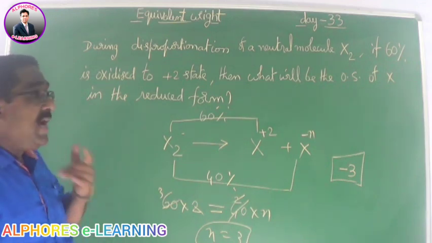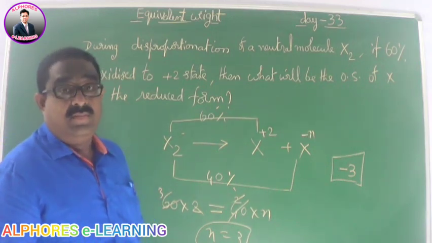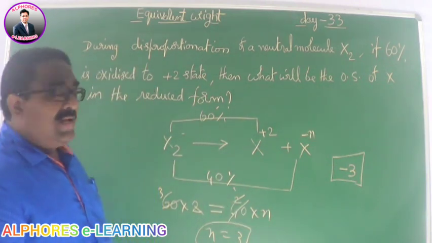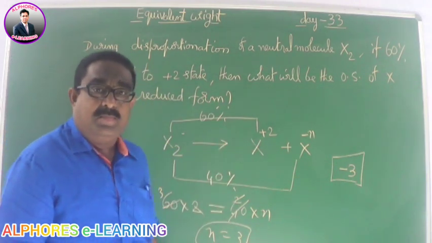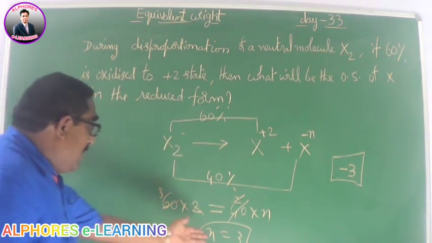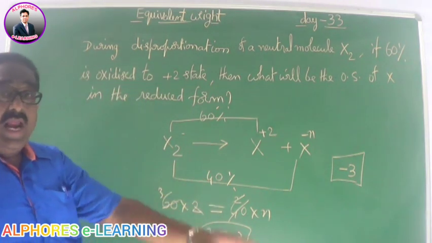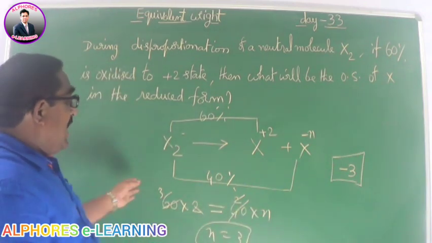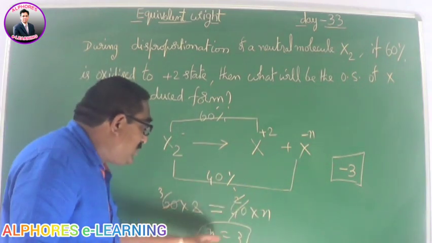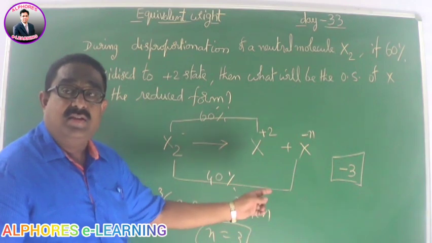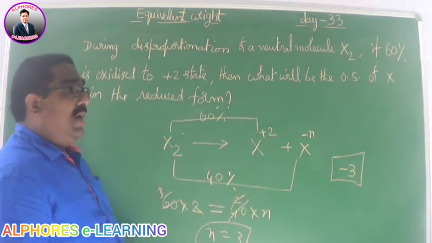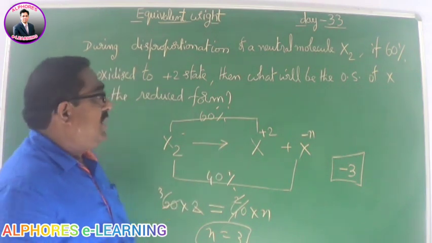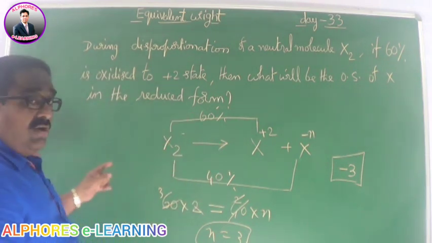Why have I assigned the minus sign? Because this is in reduced form. So that is oxidation state +2. So the number of electrons gained should be equal to the number of electrons lost. That's why I have equated these two for the magnitude, and finally I have assigned the negative sign for 3. So the final answer is -3, the oxidation state of X in the reduced form.